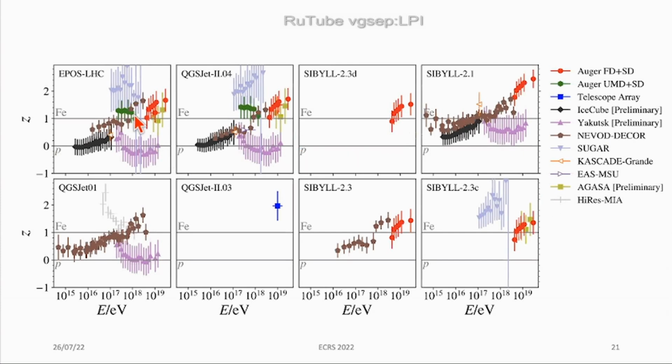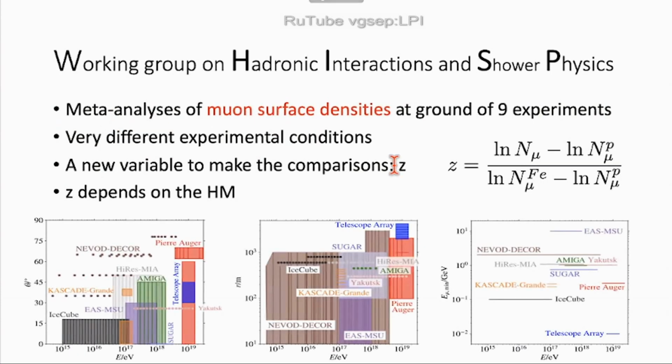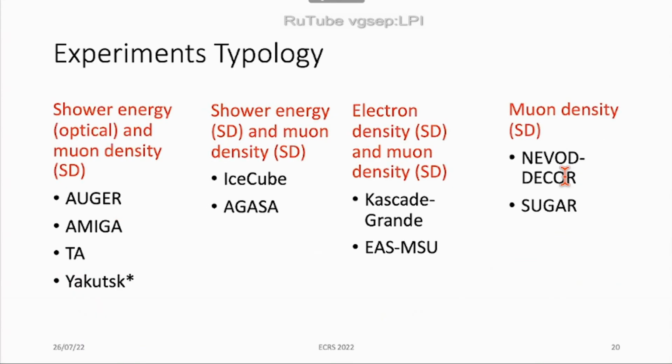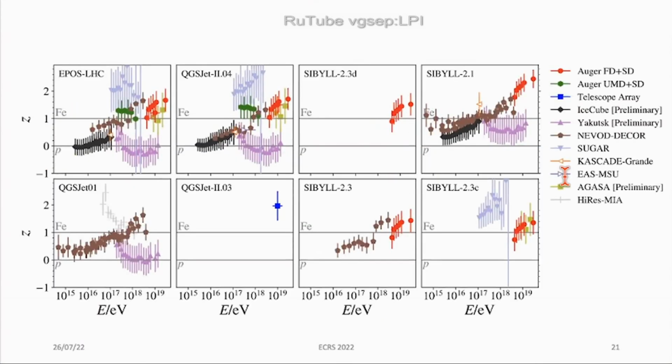So there is one plot for each single model, because this comparison has to be done model by model. The number of muons is compared to the predictions of a given model, and the denominator is also given by the predictions of that model. So we have this picture for the old models and the new models after the LHC.